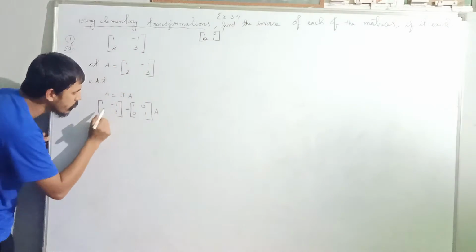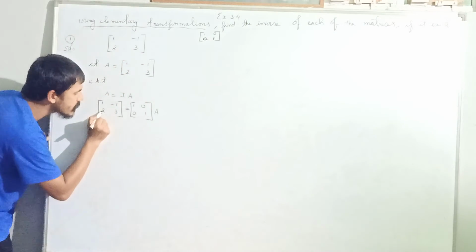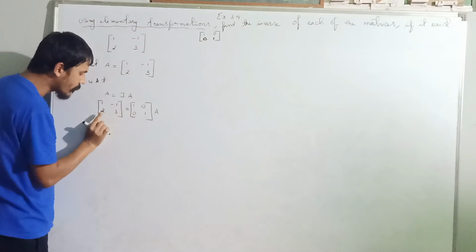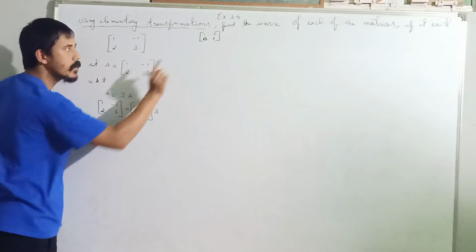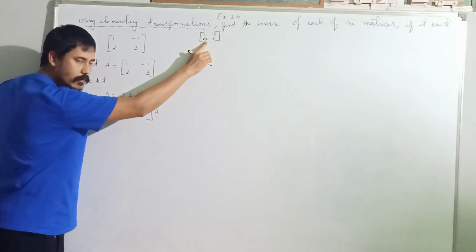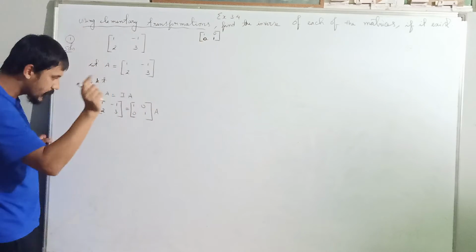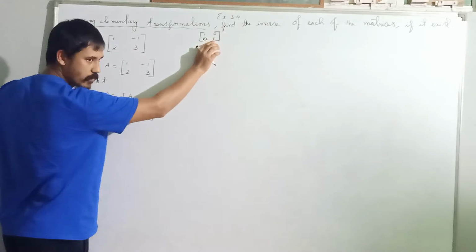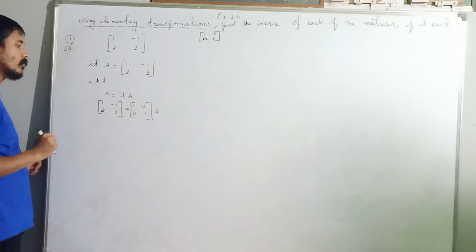First we will convert this entry 2 to 0. We'll convert it to 0. And then we will convert this entry 3 to 1. So the last row will be done.